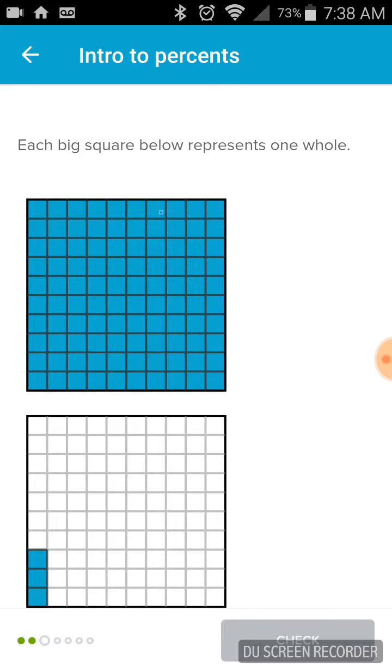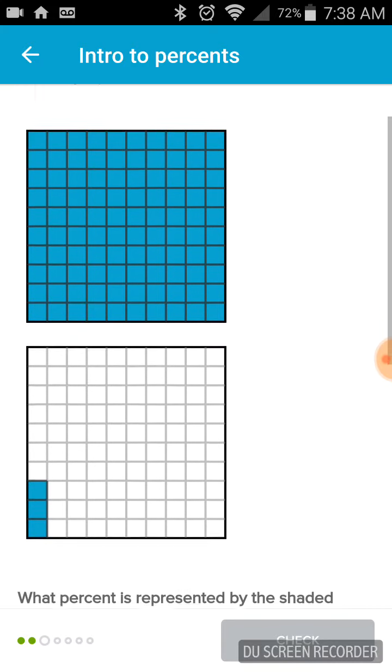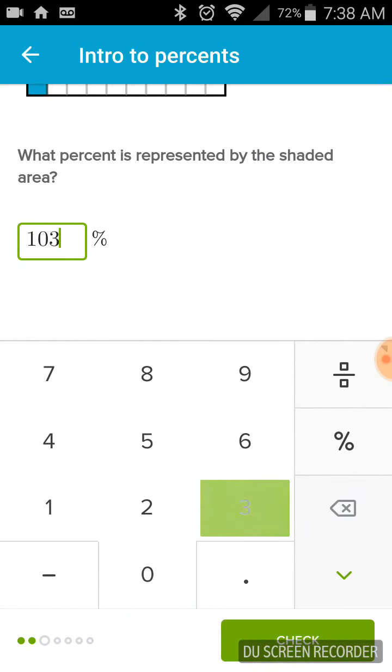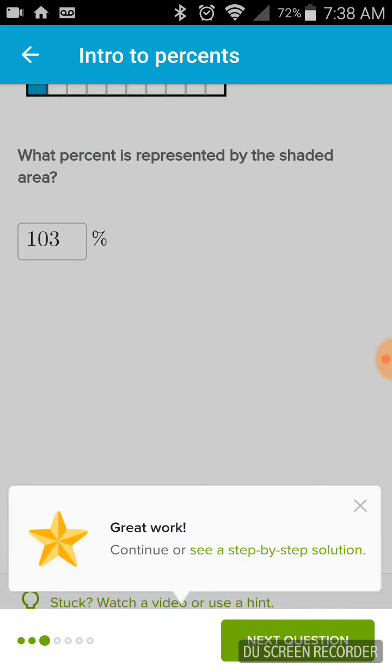Here's another 10 by 10. All 100 are shaded. So that's 100% already. But then you have an additional 1, 2, 3. So altogether, that's 103%. Which, yes, that is possible.